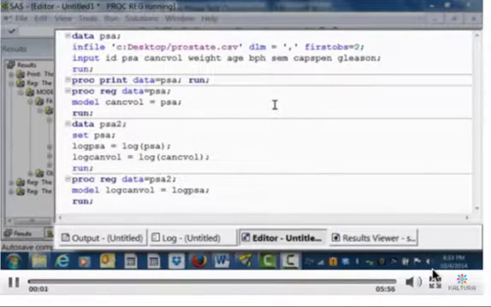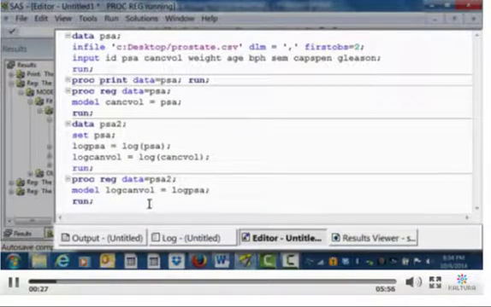In this video, we're going to be looking at multiple linear regression and some of the output that SAS gives us from a multiple linear regression. This is the same data set that was used previously to examine how we transform data. And at that point, we got to where we needed a log-log transform, that the log of the cancer volume is the log of the PSA.